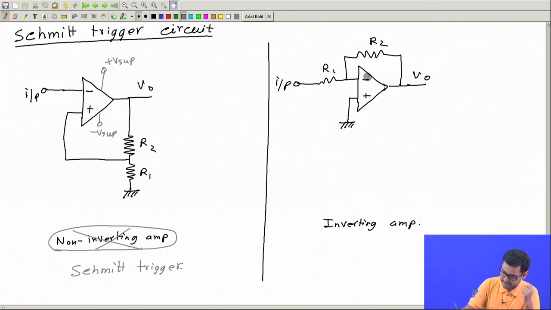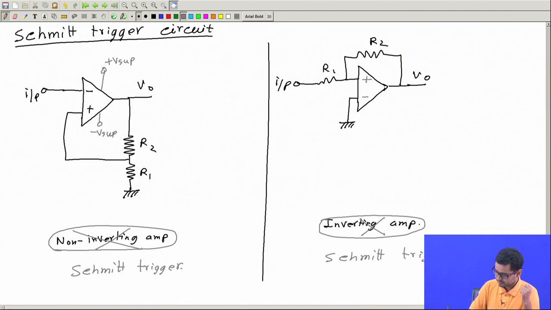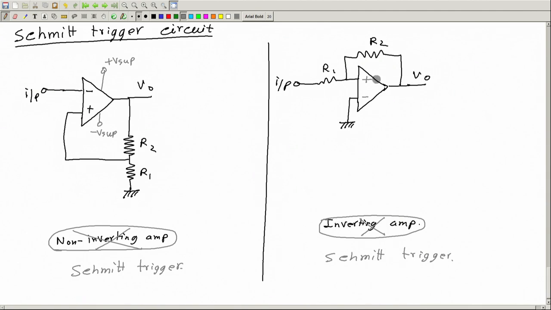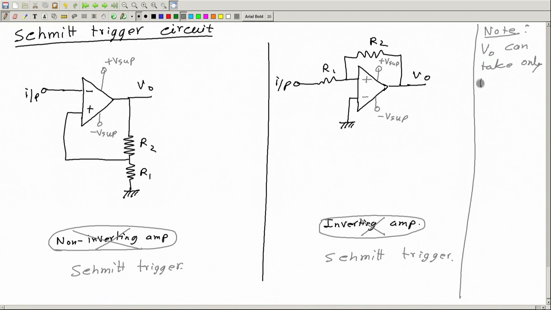Similarly, here also if you make this opposite, make this minus, make this plus, this will no longer be an inverting amplifier, this will also become a Schmitt trigger. Here also output can take only two possible stable values, V supply and minus V supply. So, note for both these types of Schmitt triggers, they both will act as a Schmitt trigger. There is a small difference which we will study soon. For both of them, VO can take only two stable values, plus V supply or minus V supply.